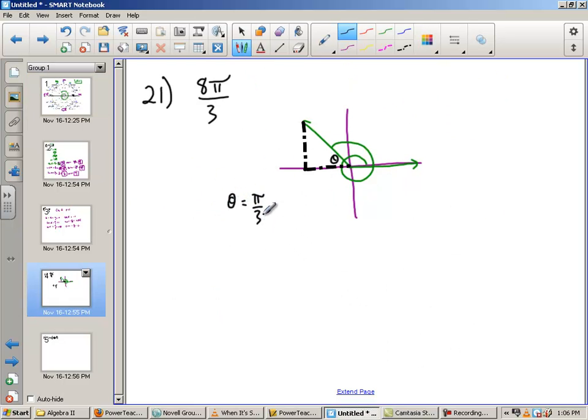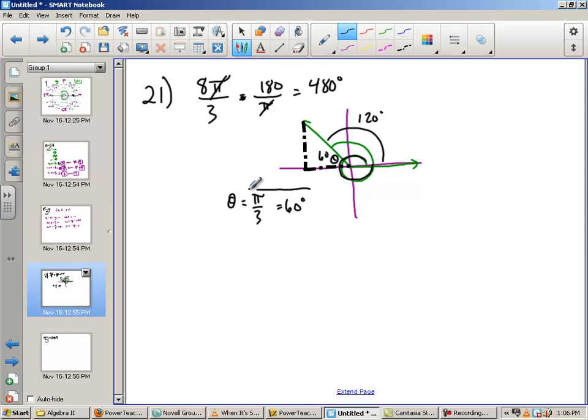Now, if that's something you're struggling with, wow, how does he do that? How's Mr. Welch so smart? You can always change this to degrees. 8 pi thirds, I would multiply by 180 over pi. The pi's would cancel, and I would get 480 degrees. That means I'd go around 360. That'd be here, 360. And then this piece right here would have had to be 120. Well, how many degrees is left to get to 180? This would have to be 60.